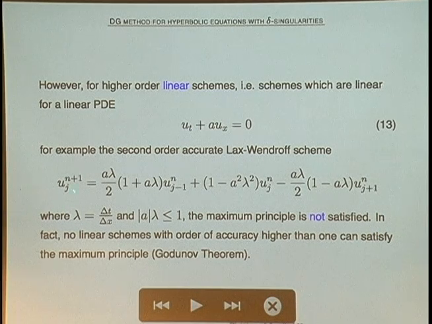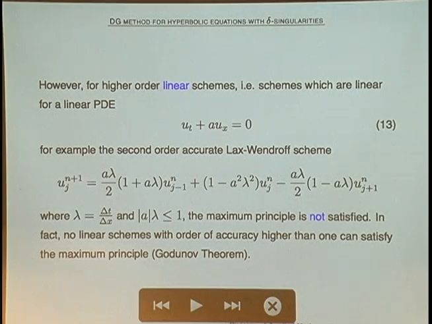Then this guy would become negative. So immediately, all three previous values are positive, but the computed value at the next time step would become negative. And this is true regardless of how small you take lambda. So even for second-order schemes, this is an issue.